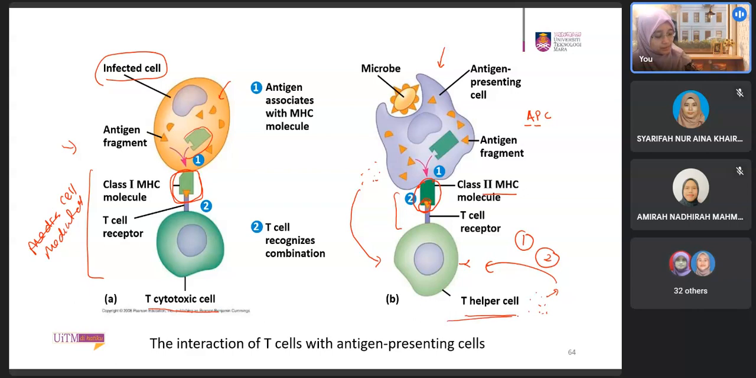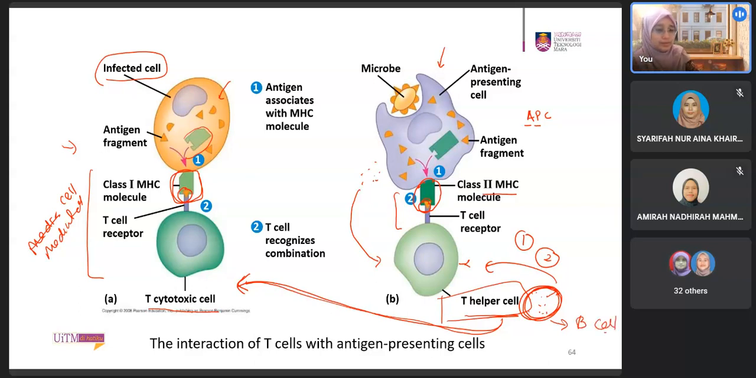So back to this one, the activation of the helper T cell here is required to activate the cytotoxic T cell. The cytokines released by the helper T cell will be used to activate the specific cytotoxic T cell that matches with the antigen presented by the infected cell. And the other function of the cytokine released by the helper T cell is to activate the B cell in the humoral immune response.